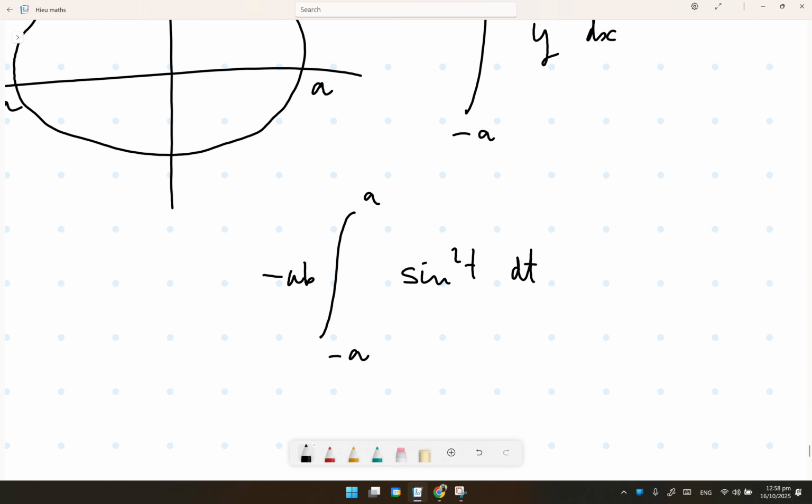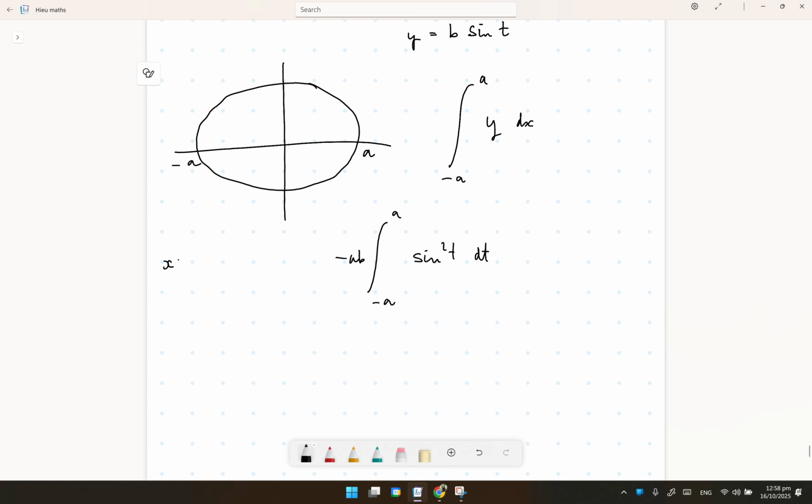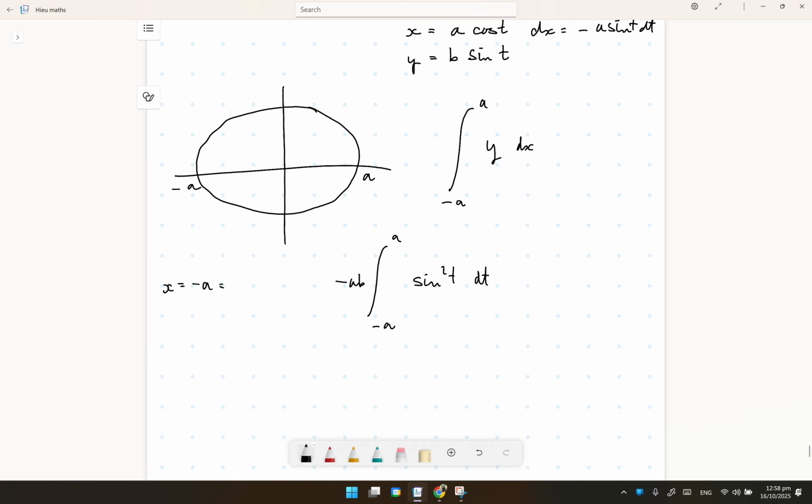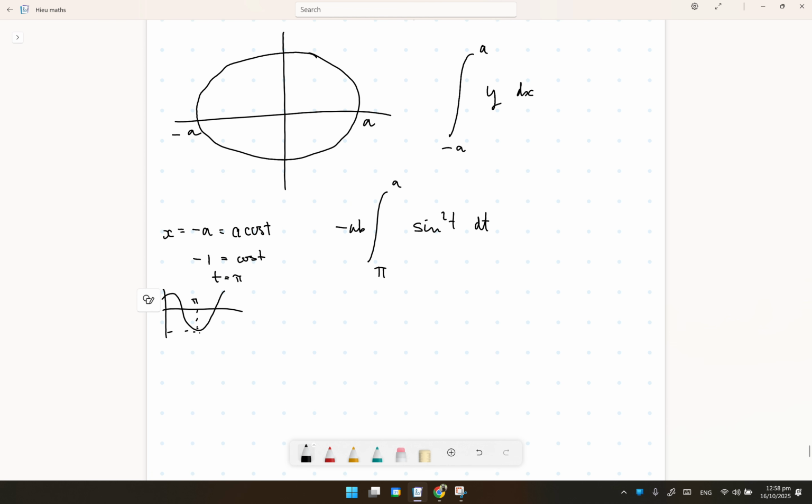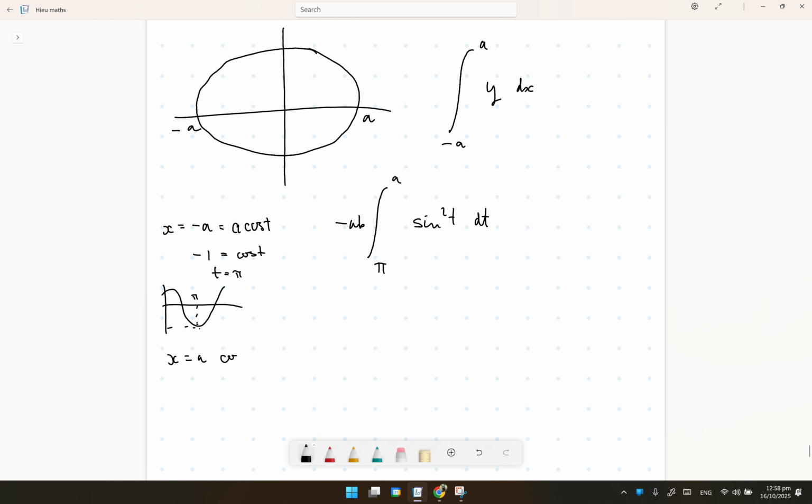Right? Okay, now we need to find the limits. When x is equal to minus a, that means f(t), which is a cos t, is also equal to minus a. So let's divide by a: minus 1 equals cos t. For minus 1 to be equal to cos t, if you remember the cos graph, minus 1 is here, which is pi. So t has to be equal to pi, so the minus a limit turns into pi. Then when x is equal to a, a cos t is equal to a, and so we divide by a, that's 1 equals cos t.